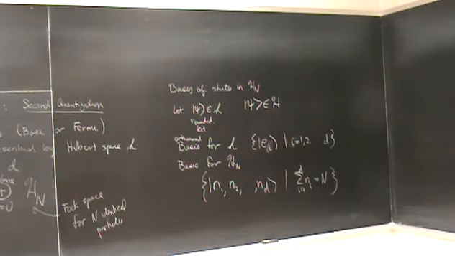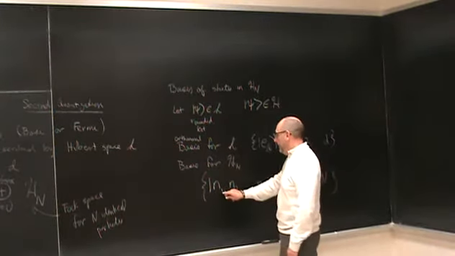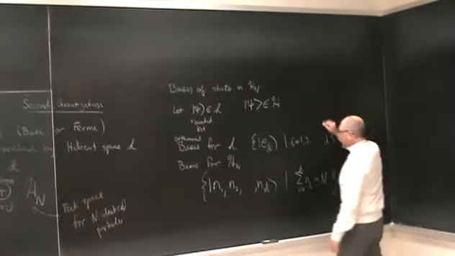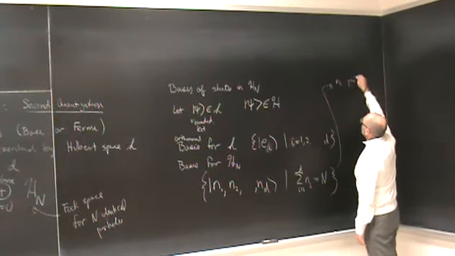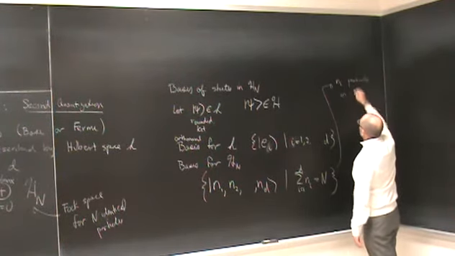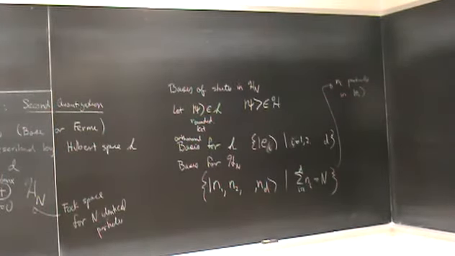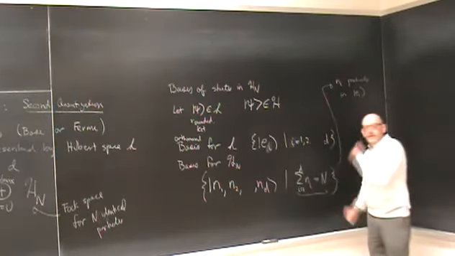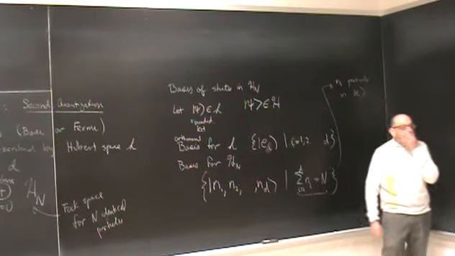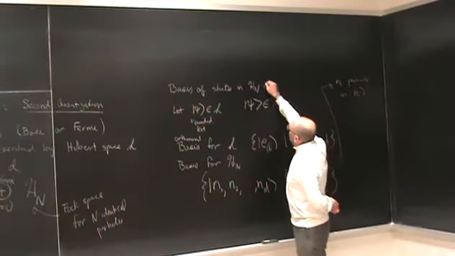So the lower index label is the state. Okay. So the way I should interpret n sub I is that there are n sub I particles in e sub I. That's what that means. And the total number of particles is constrained to be N. So now, I ask you, what is the dimension of this Hilbert space?